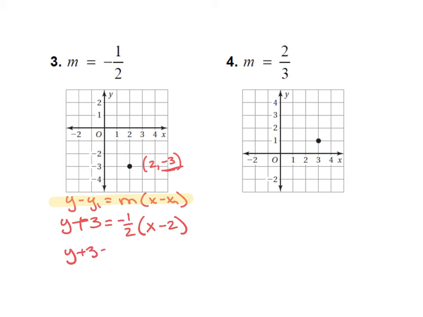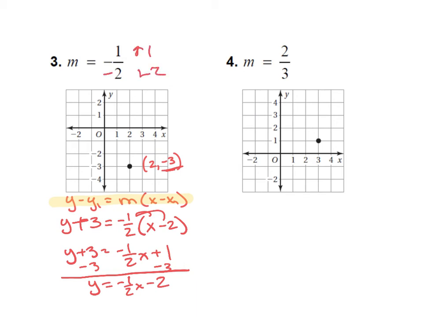So y plus 3, distributive property, negative 1/2 x. Half of 2 is 1. Negative times a negative would be a positive 1. Subtract 3 on both sides. Y equals negative 1/2 x minus 2. And if you want, I'm going to put the negative down here. So I'm going to go up 1 and to the left 2. Up 1 to the left 2. Negative 2 is my y-intercept, and that's what I've got down here. If you want to double check it that way, you most certainly can. But I really, really need you to get used to working with slope-intercept form.